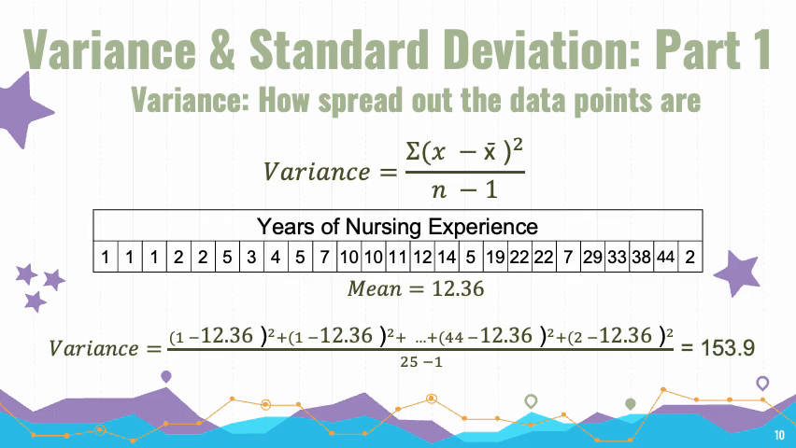In general, a lower variance is preferred to a higher variance. However, determining the meaning of variance, such as our 153.9, is fairly ambiguous. For that reason, you will rarely see variance reported in the literature. Instead, what is often reported is the standard deviation, which is the square root of the variance.